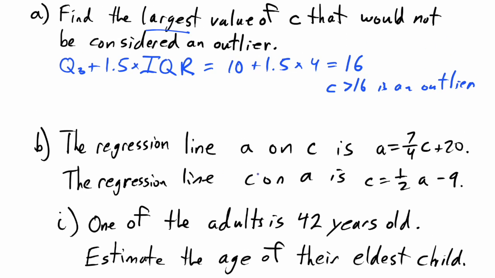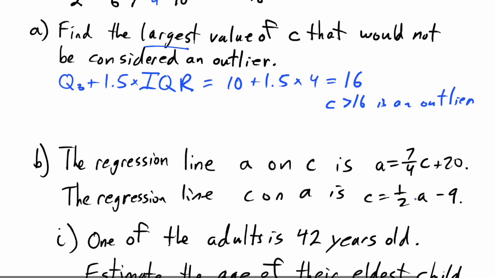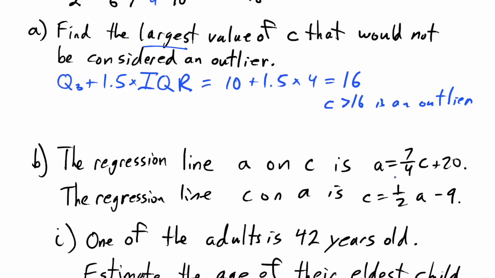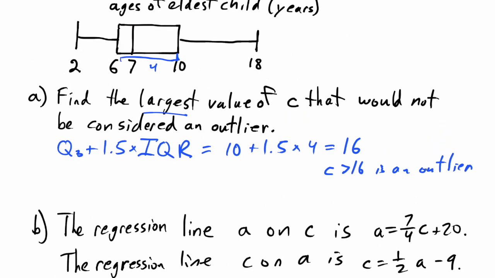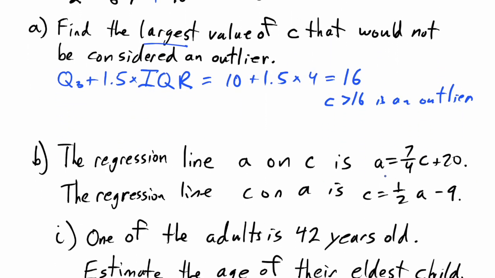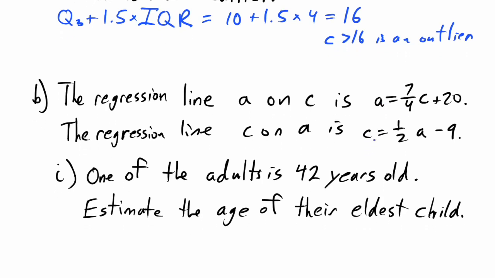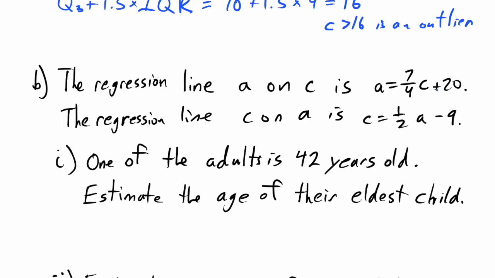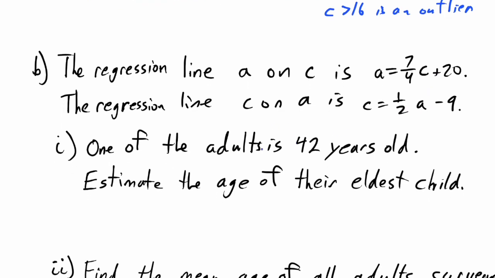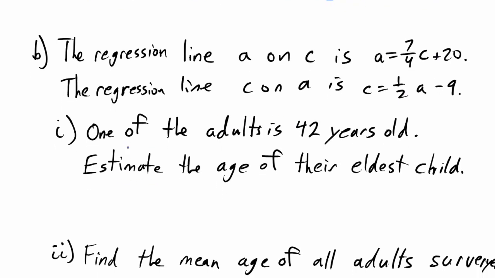It says the regression line A on C is given here. Regression line C on A is given here. So A stands for adult age and C stands for child age. So we have two different ones. Remember now, for this one, since this is A equals, this is better for estimating values of A, and the second one is better for estimating values of C. So you need to be able to choose the correct one when you're doing these kind of estimating problems.